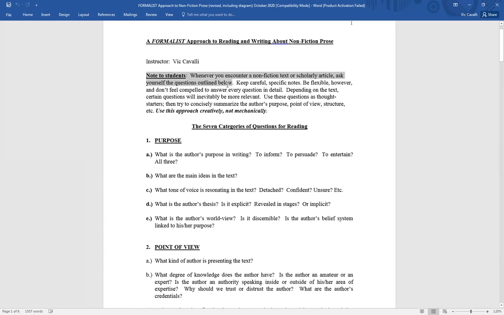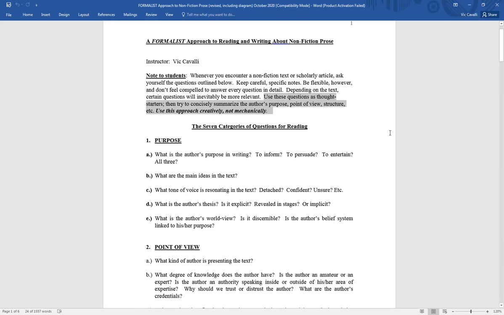Note to students: whenever you encounter a nonfiction text or scholarly article, ask yourself the questions outlined below. Keep careful, specific notes. Be flexible, however, and don't feel compelled to answer every question in detail. Depending on the text, certain questions will inevitably be more relevant. Use these questions as thought starters. Then try to concisely summarize the author's purpose, point of view, structure, etc. Use this approach creatively, not mechanically. Okay? So, purpose, point of view.